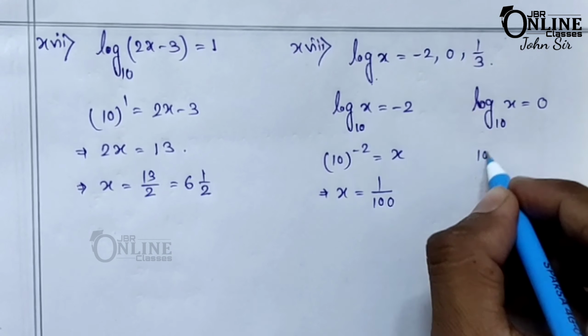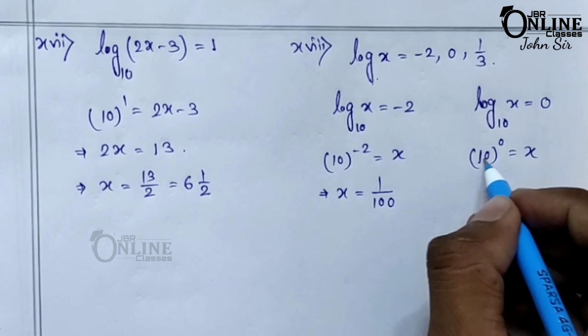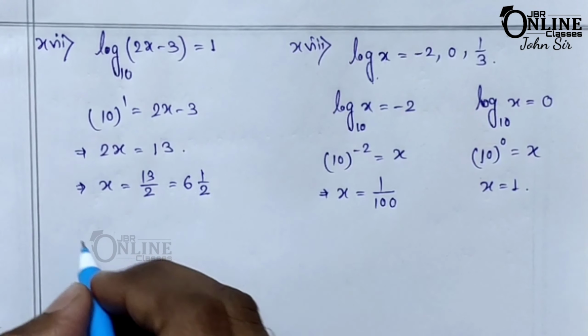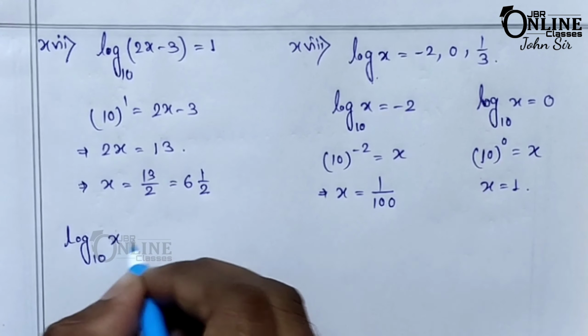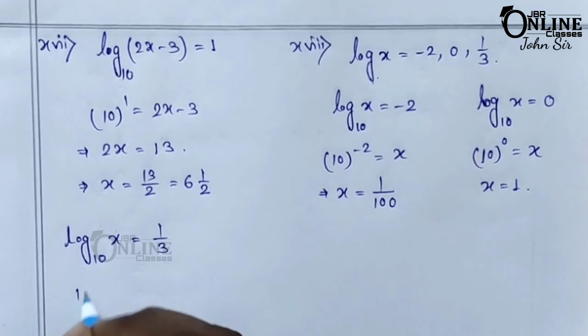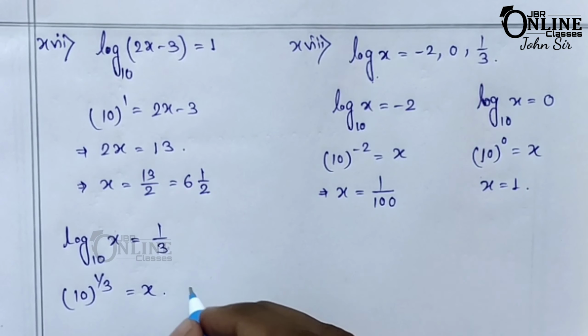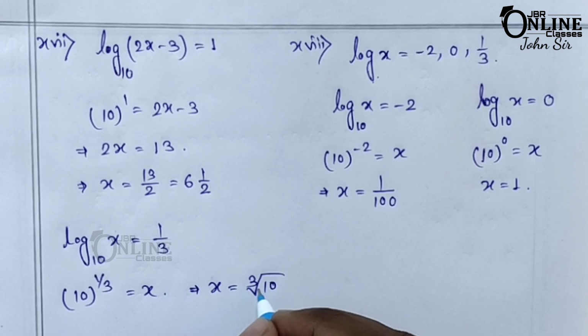In that case, 10 to the power 0 equals x, and 10 to the power 0 will always be 1. So x equals 1. And the last one, log base 10 x equals 1 by 3. That means 10 to the power 1 by 3 equals x. So here x equals cube root of 10.